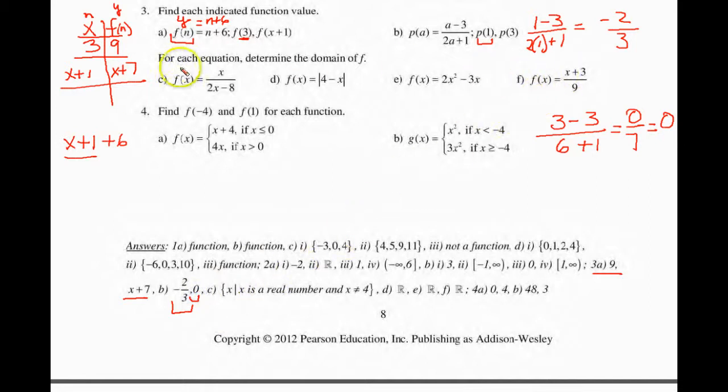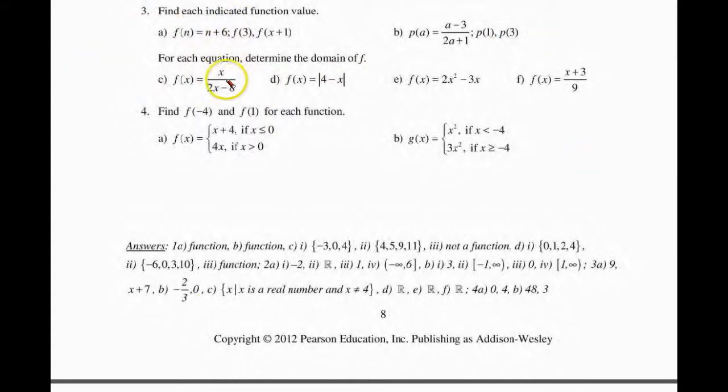Okay. We're now going to take a look at C, and we're asked to determine what is the domain of this function. Now, the domain of the function is determined by any value for x, but x cannot make the denominator a 0. You can't have a denominator of 0. That's undefined.